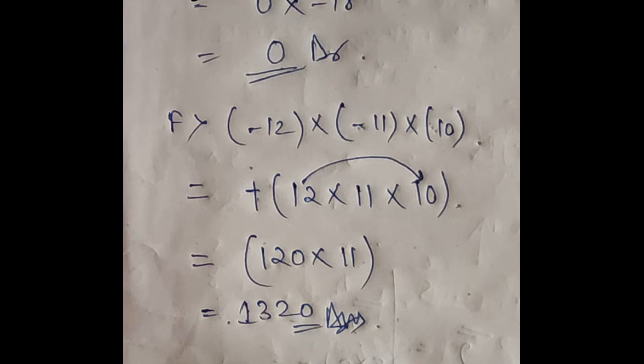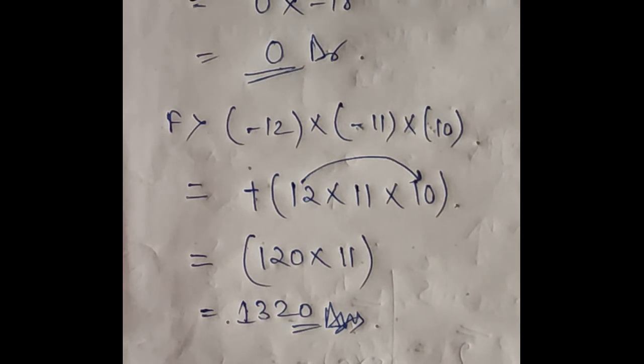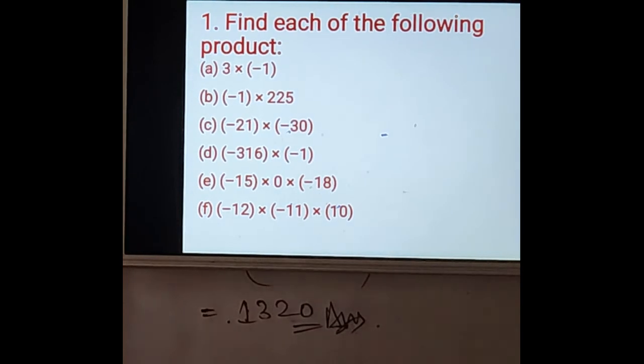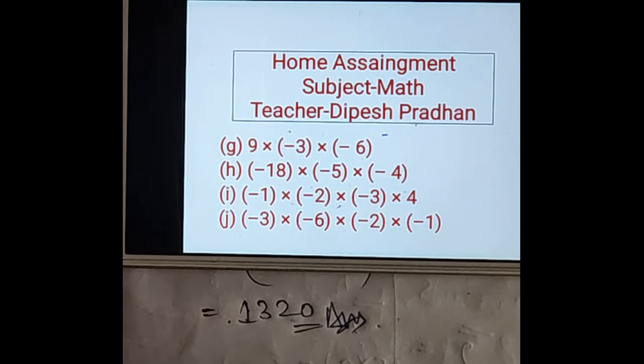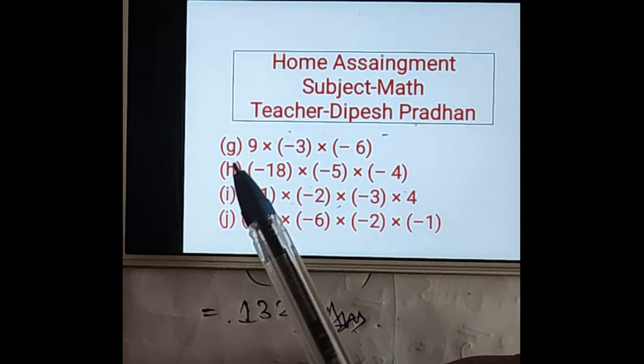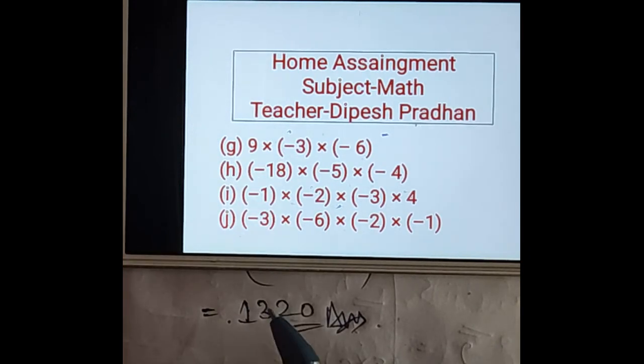So I hope you are clear till here, right? There is no doubt. If you have any doubt, you can comment. Okay, so in today's class we will solve till number F. In the next class we are going to solve further ones. Okay, but your home assignment will be the remaining questions of exercise 1.3. Okay, I hope you will do your homework.